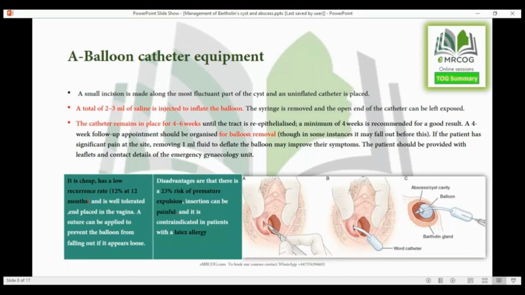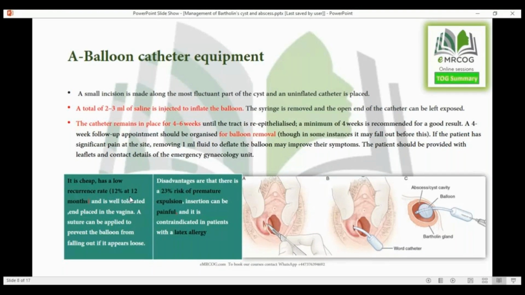Okay, so what are the advantages of this method? First of all, it's cheap. It has a low recurrence rate, which I think is good, 12% at 12 months, 12 for 12. Very well tolerated. You can even fix it if you feel that it's movable, or the patient is telling you, I'm feeling that it will slip. You can apply one or two sutures to fix it.